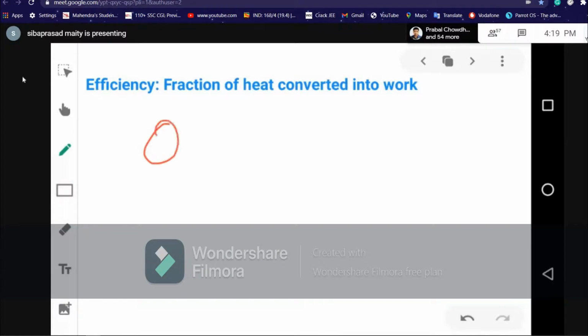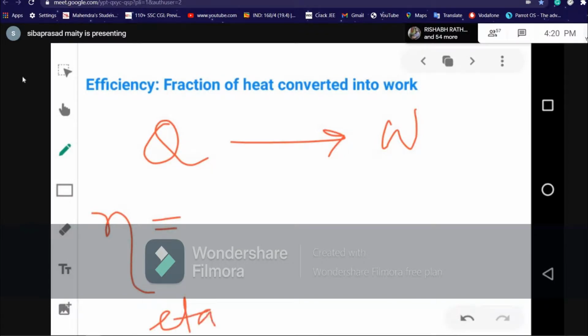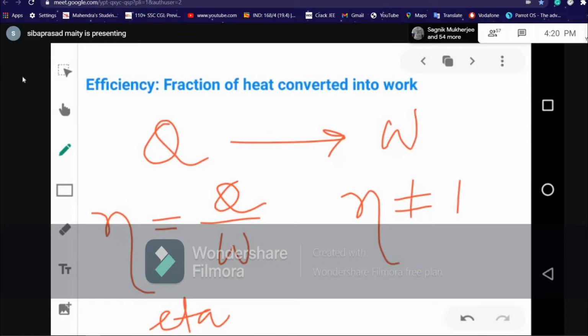If we supply Q amount of heat, thereby we get W amount of work. Their efficiency is symbolized as eta. Eta is equal to W by Q. As per the second law, eta is not equal to 1 and it is always less than 1.